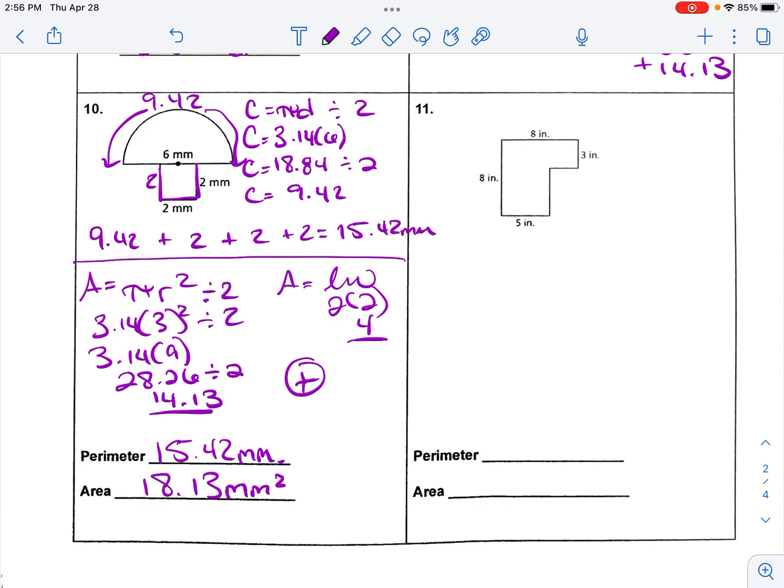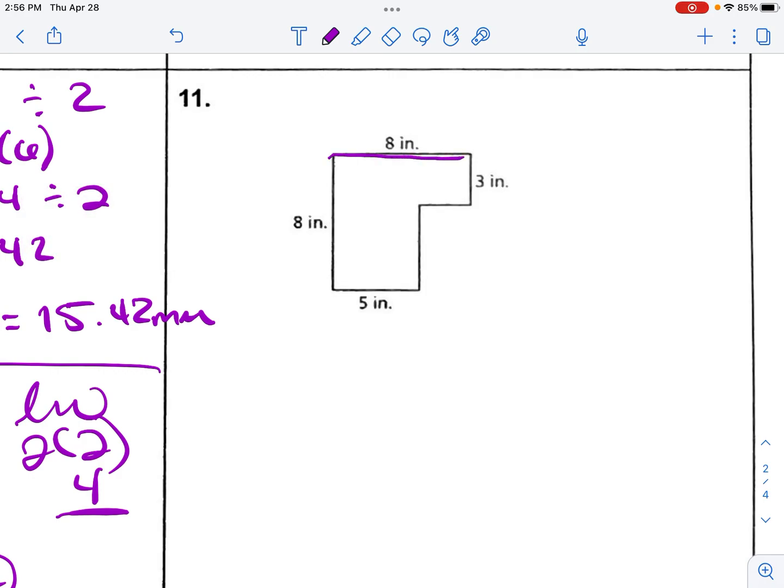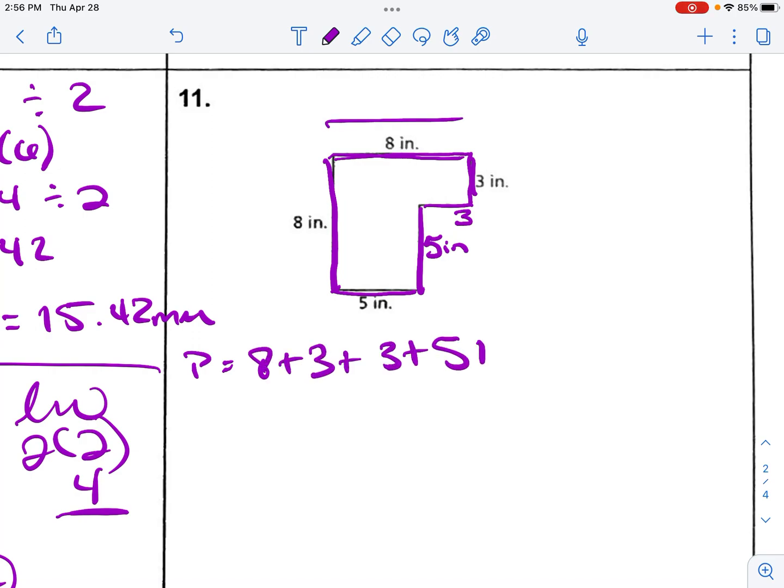And finally, on number 10, we can find perimeter and area. We have 8 by 3. If this is 5 and all the way across is 8, 6, 7, 8, that makes this 3. And if this is 8 and this is 3, 5 plus 3 would be 8. So to find the perimeter, we're doing 8 plus 3 plus 3 plus 5 plus 5 plus 8. We should get 32 inches.